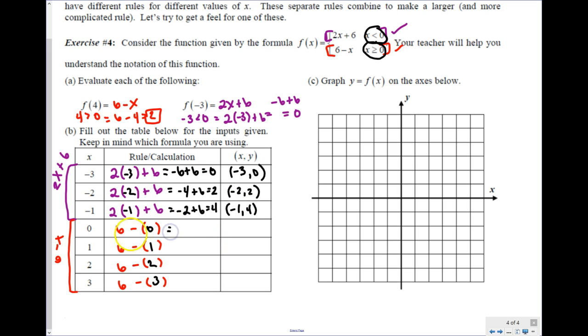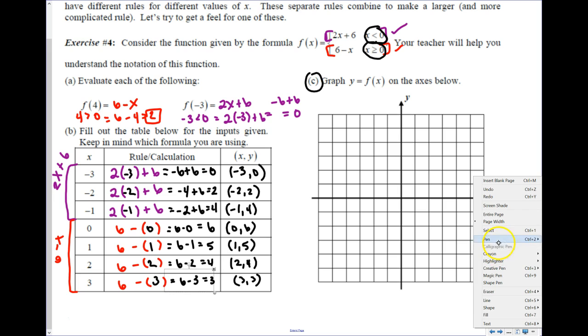And now I go to my different equation, 6 minus 0. I can just drop the parentheses and write 6 minus 0 to give me 6, so I have a point at 0, 6. Same thing here, this becomes 6 minus 1, which gives me a 5, so I have a point at 1, 5. This becomes 6 minus 2, which gives me 4, so I have a point at 2, 4. And here, this is 6 minus 3, which gives me a point at 3, 3.